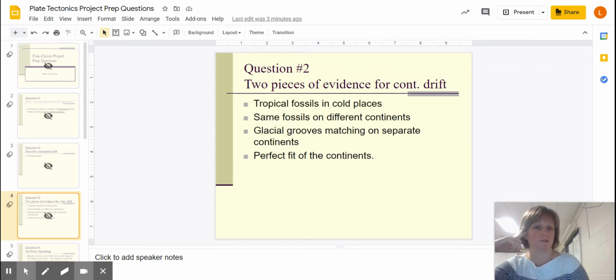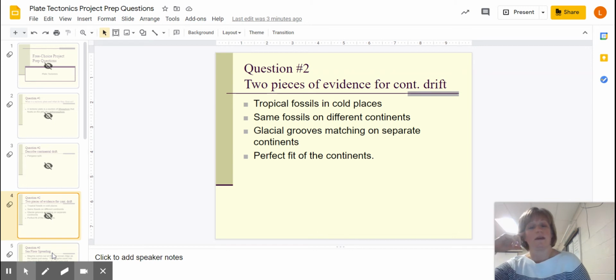Erosion marks called glacial grooves actually match on separate continents. That is evidence that the continents were once together, and also the perfect fit of the continents. Another way to say that is the coastlines match. Sometimes students will say, what about rock types matching across continents? That's also good evidence. So you're just picking 2 there.